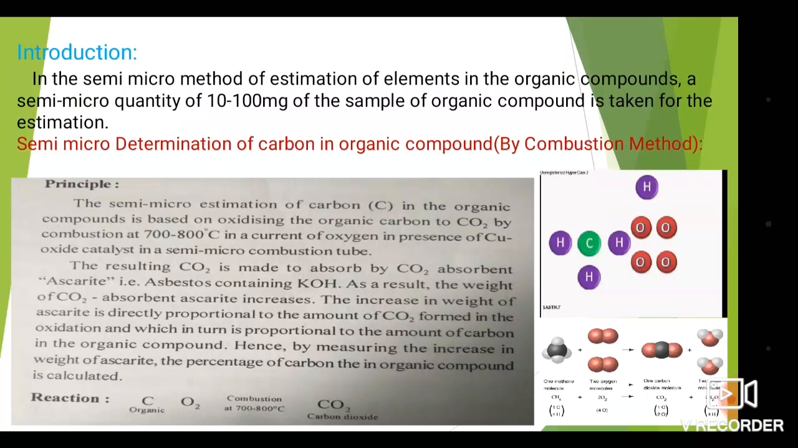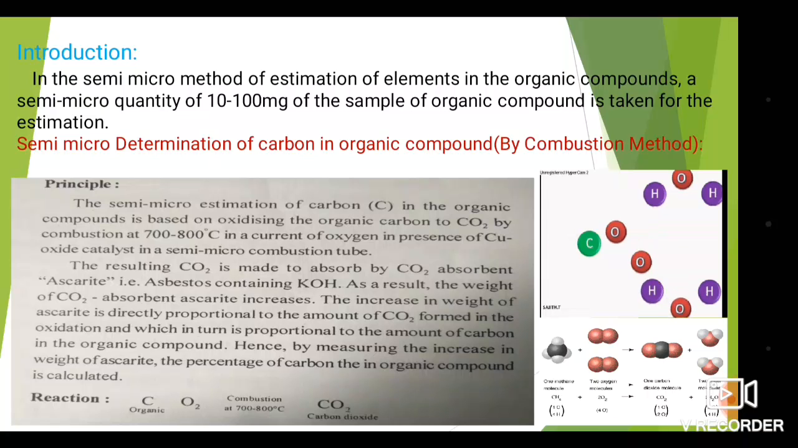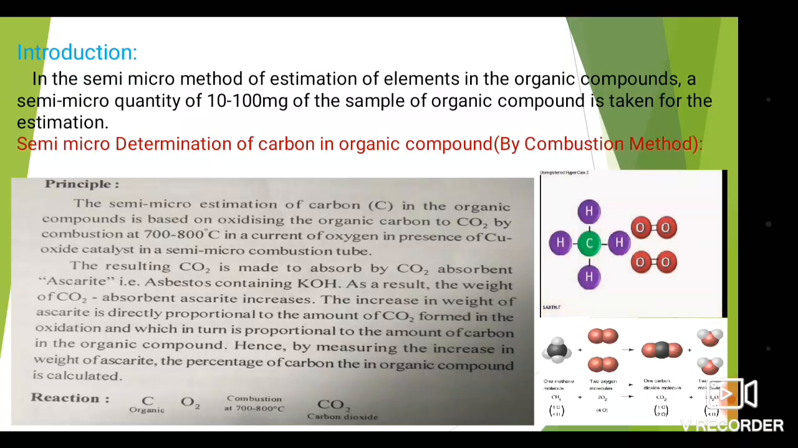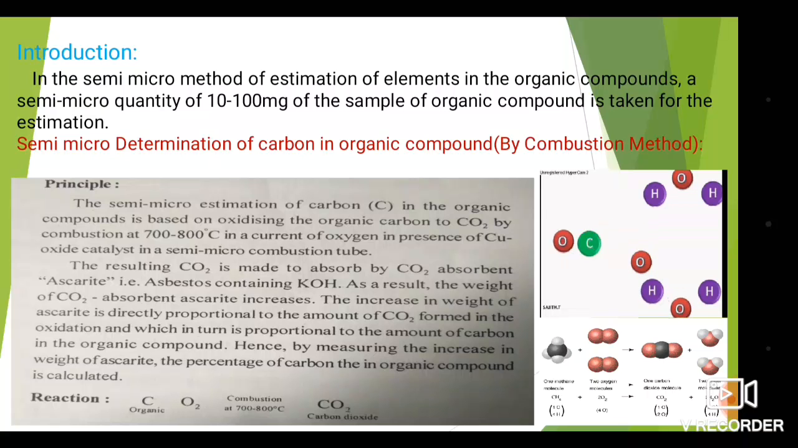Firstly, we are going to know what an organic compound is. An organic compound is nothing but a compound that contains carbon as a major constituent. Means the organic compounds contain carbon. So carbon-containing compounds are known as organic compounds. Some other elements are also present in organic compounds, such as nitrogen, sulfur, and halogens.